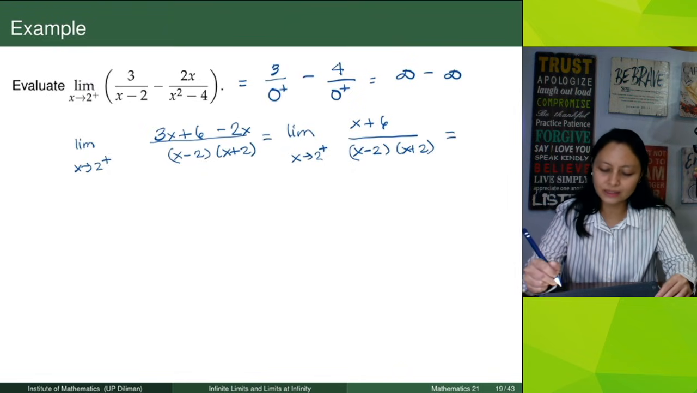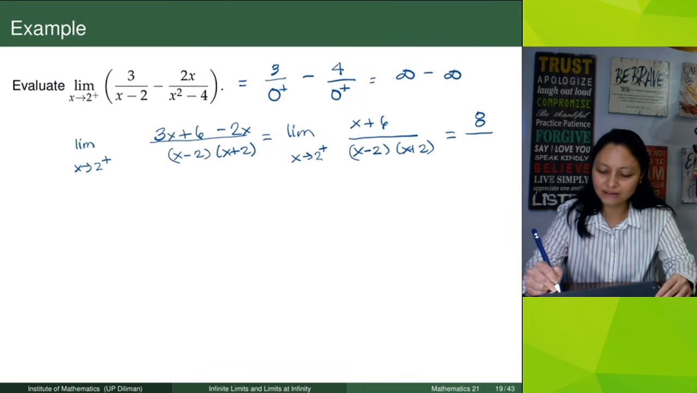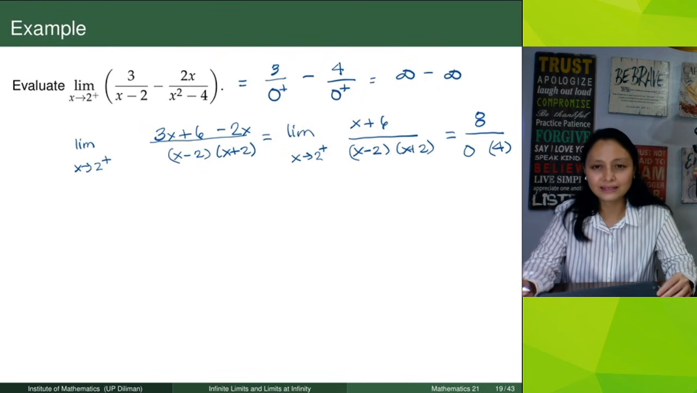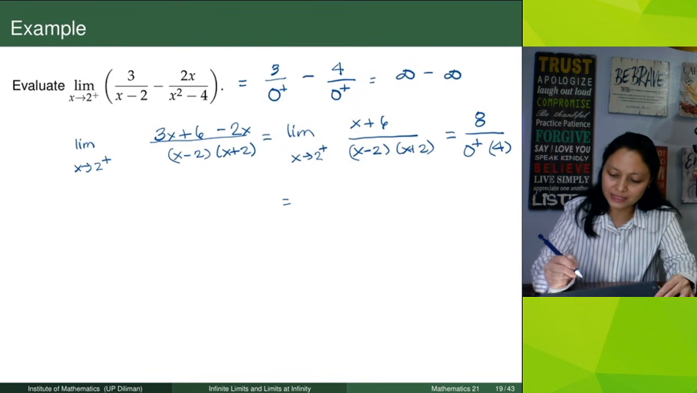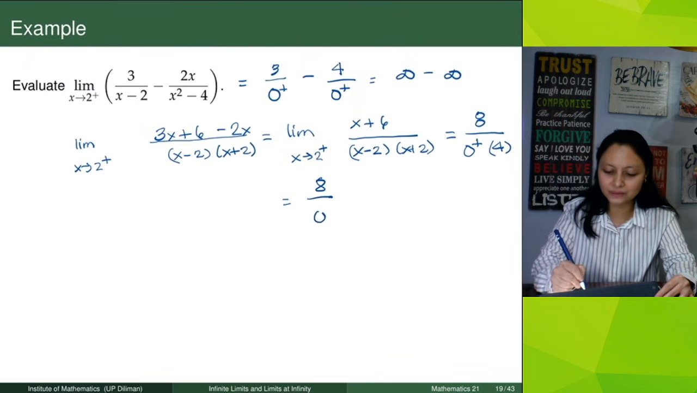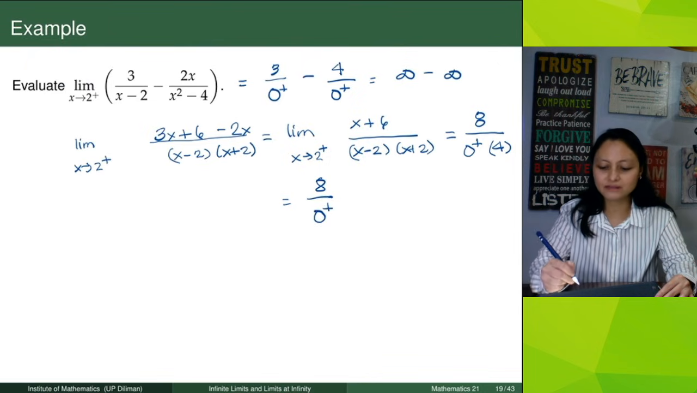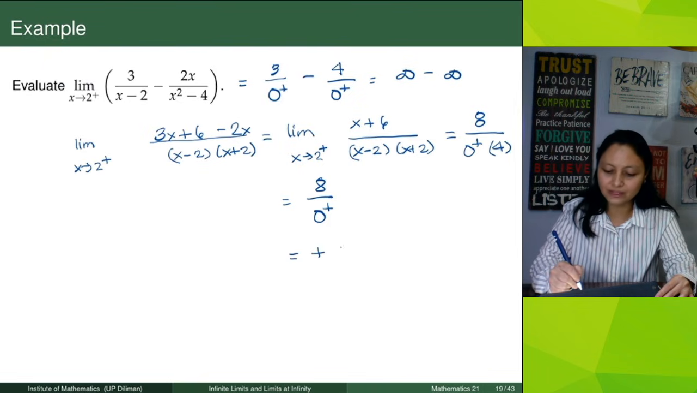So substituting, what do you have? X plus 6, or 2 plus 6, is 8, divided by, unahin ko na itong 4, and here you have 0. Again, if x is approaching 2 from the right, x minus 2 will be approaching 0 from the right. Okay, so ito medyo mas clear na. You have 8 divided by 0 times 4, which is still 0. You're approaching 0 through positive values. And we know that this is equal to positive infinity.